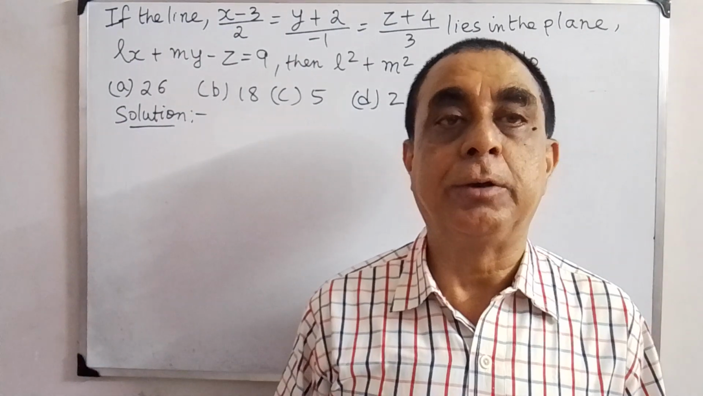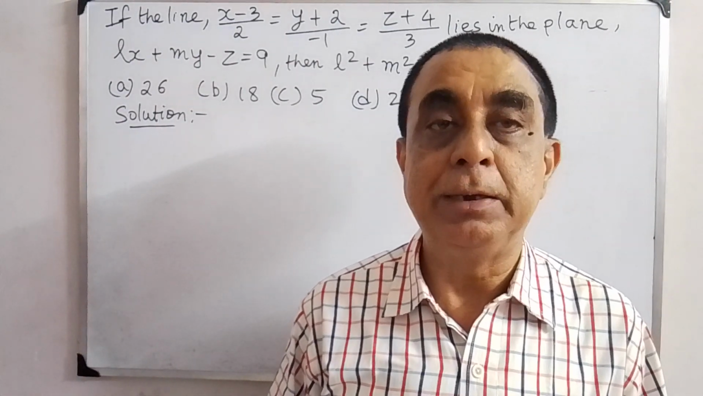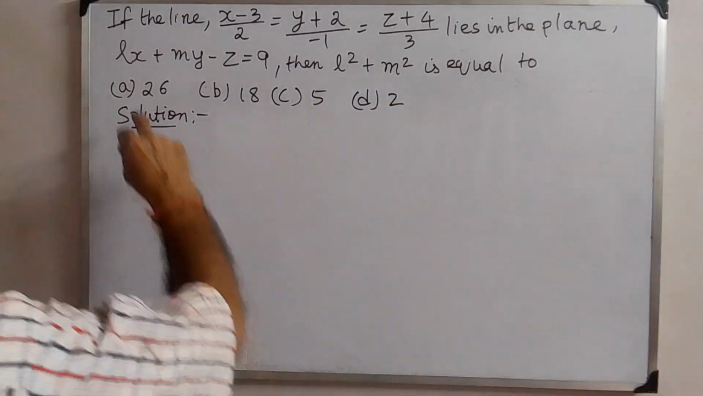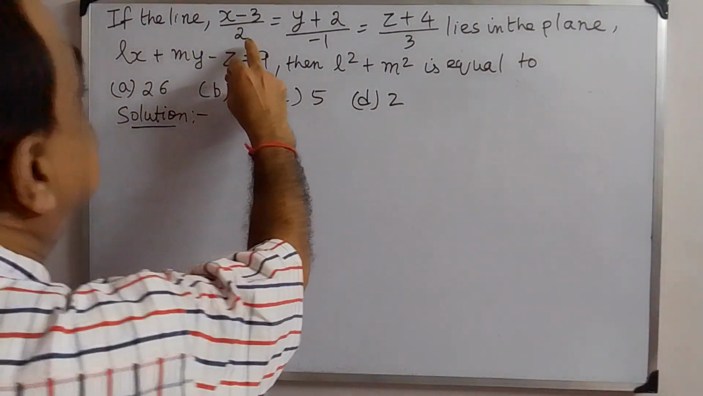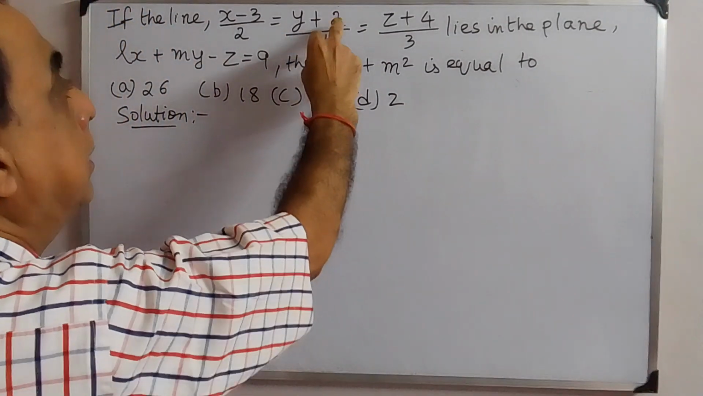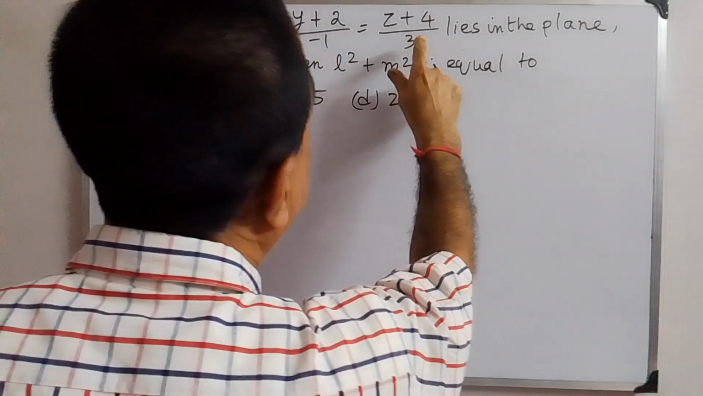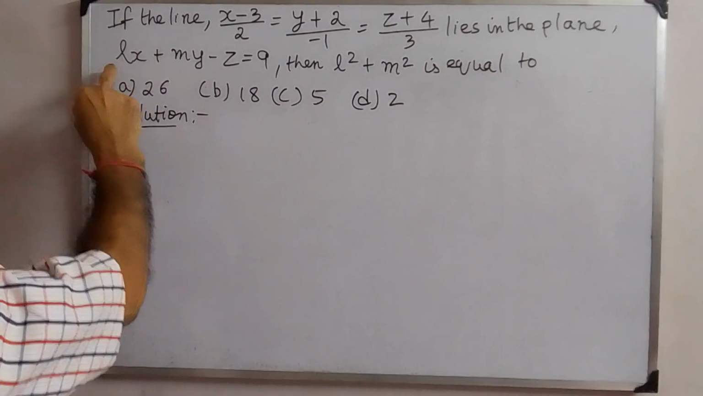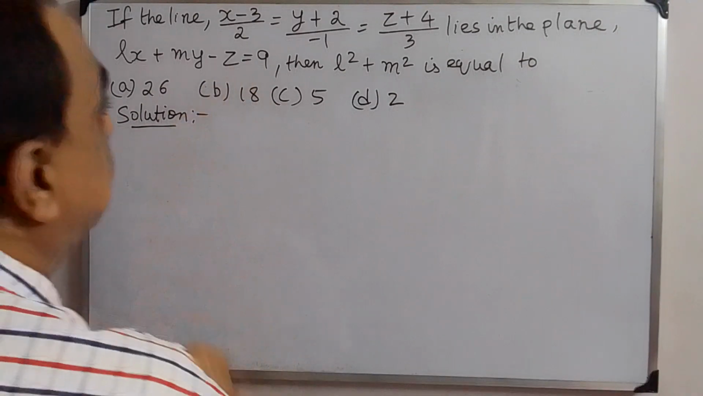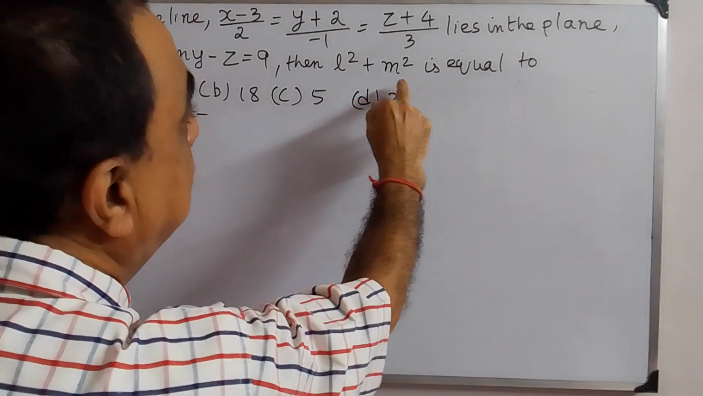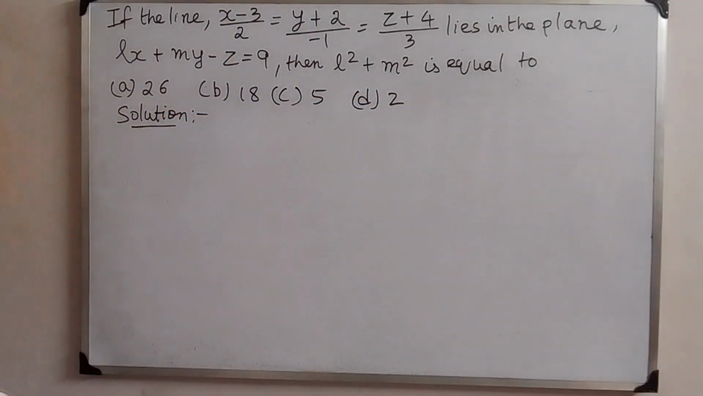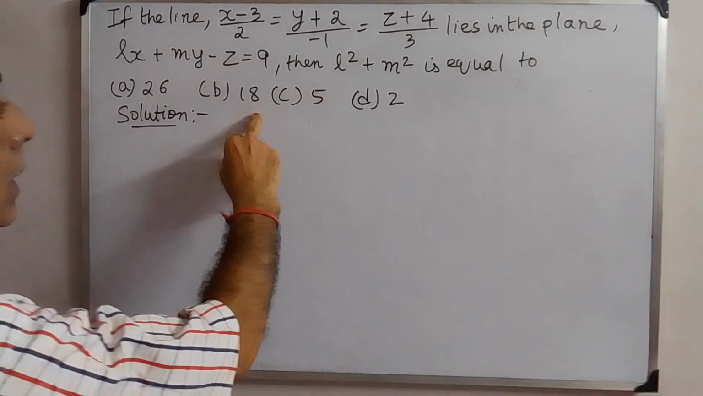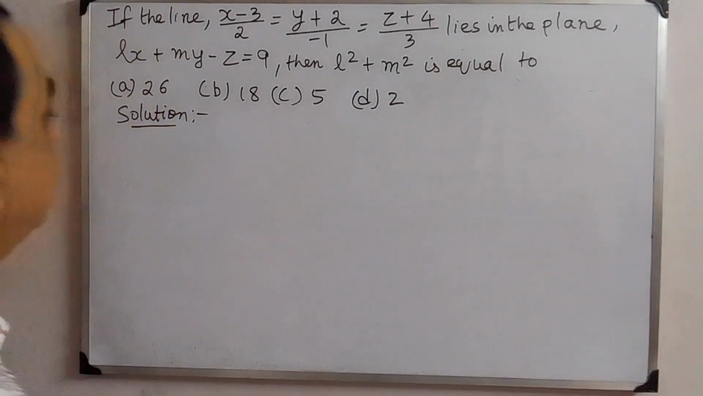Today we are doing a sum from JEE Mains 2016. The sum reads like this. If the line (x minus 3)/2 = (y plus 2)/(minus 1) = (z plus 4)/3 lies in the plane Lx plus my minus z equals 9, then L squared plus m squared is equal to. The given options are A 26, B 18, C 5 and D 2.